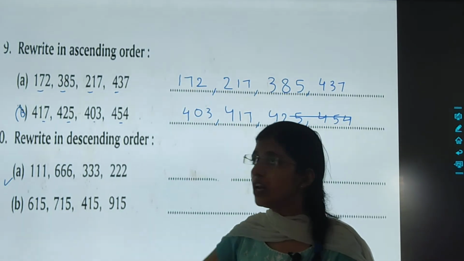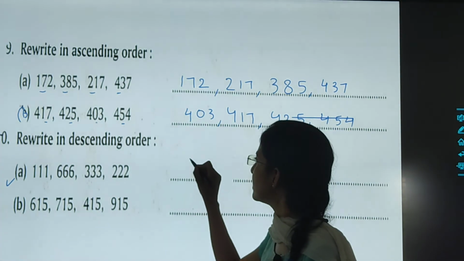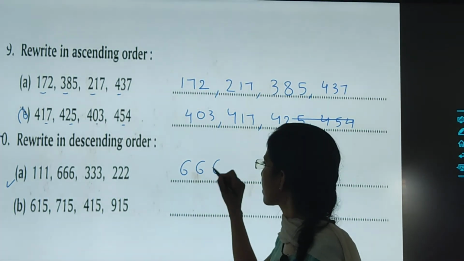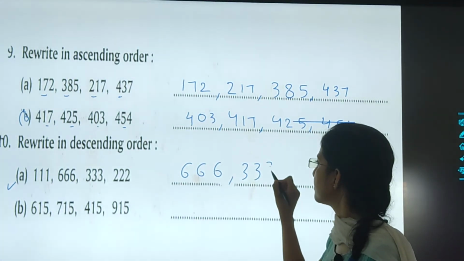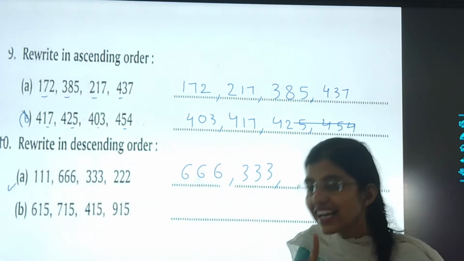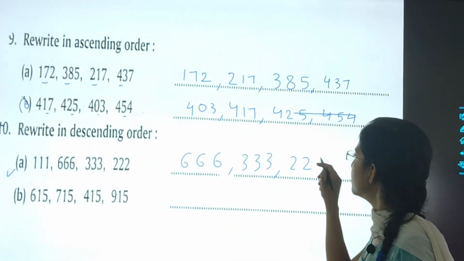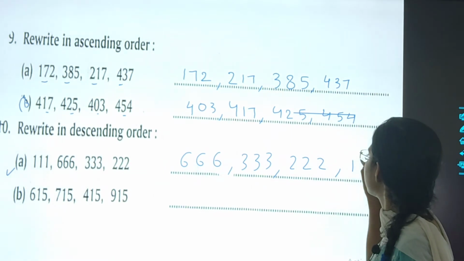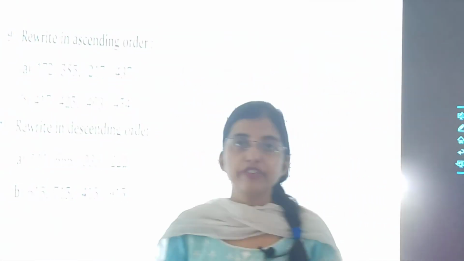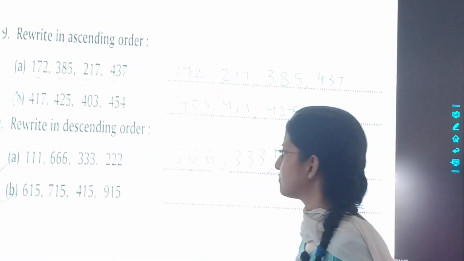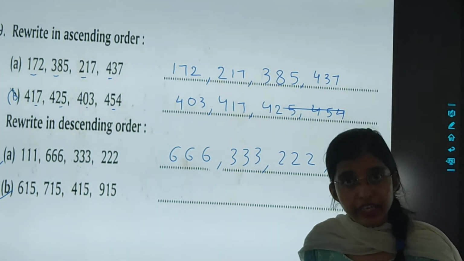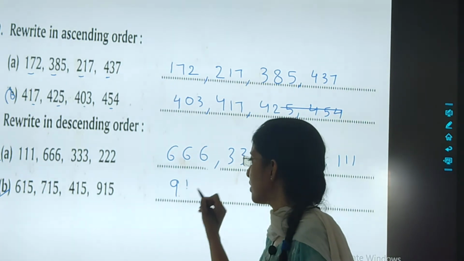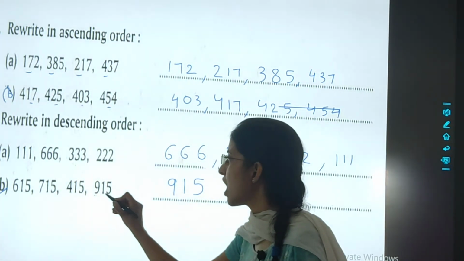Which is the biggest of all? 666. Then what will come? 333. Then yes, 222. And then 111. Okay. Come on, let's do B also. We will do fast. Which is the greatest number of all these numbers? 915. Why? Because at hundreds place we are having 9.